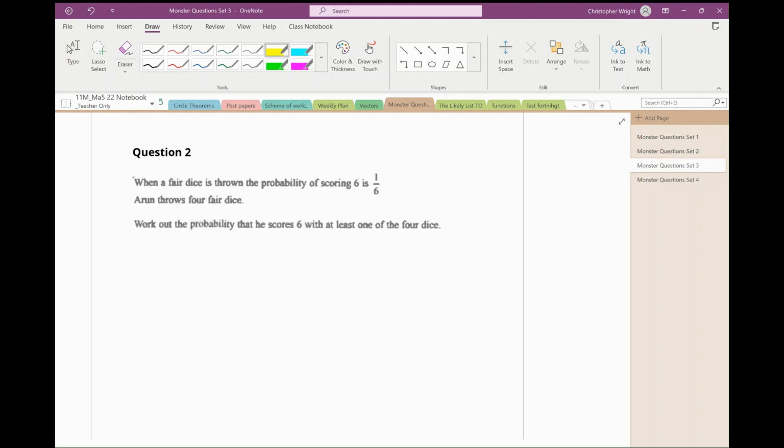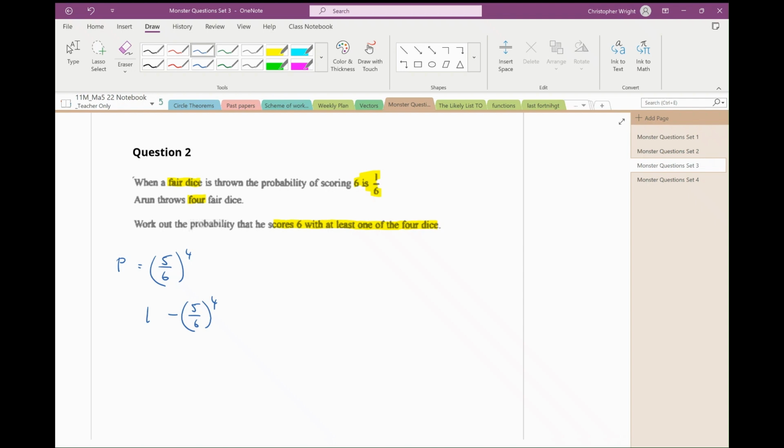Question 2. When a fair dice is thrown, the probability of scoring 6 is 1/6. Right, we're going to throw 4 fair dice. Work out the probability that he scores a 6 with at least one of the 4. Well, I'm going to work out the probability that he doesn't score a 6. So the probability of not scoring a 6 is 5 over 6 to the power of 4. So the probability of him scoring at least one 6 is going to be 1 minus 5 over 6 to the power of 4. And it's just a question of putting that into my calculator.